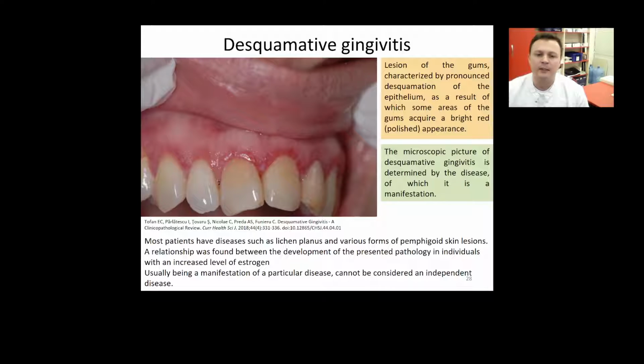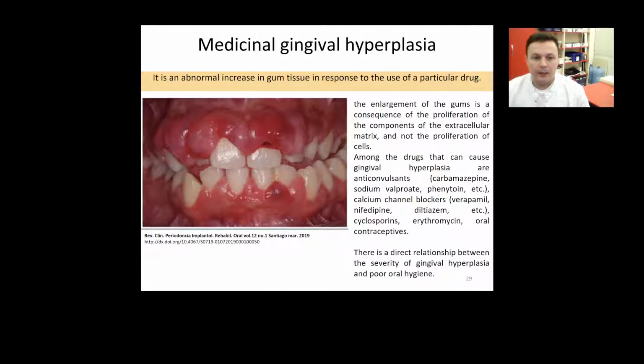present pathology in individuals with an increased level of estrogen. Some researchers have noted the relation of desquamative gingivitis with microbial plaque. Desquamative gingivitis, usually being a manifestation of a particular disease, cannot be considered an independent disease. The microscopic picture of desquamative gingivitis is determined by the disease of which it is a manifestation.